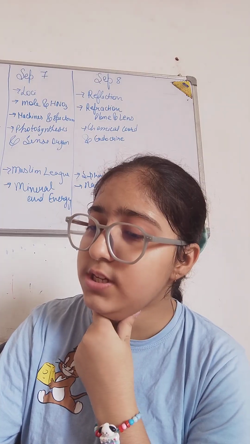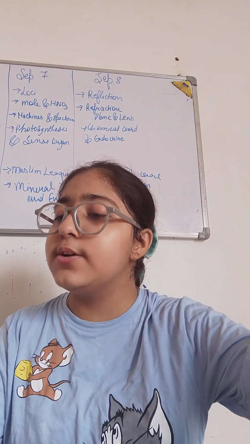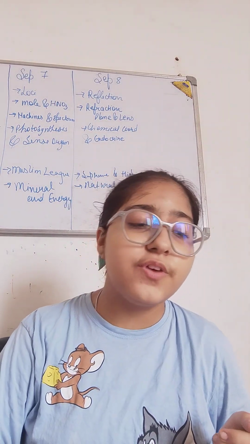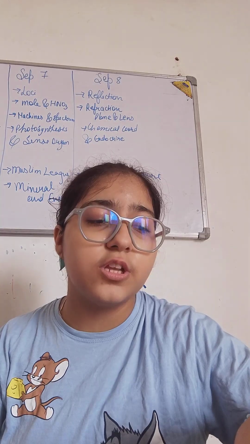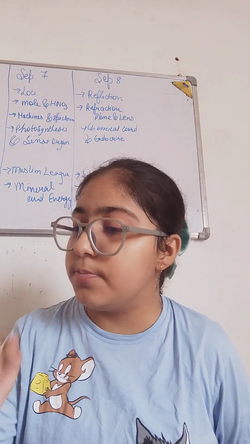Then next question is, give reaction of ammonia with Nessler's reagent. So when ammonia is reacted with Nessler's reagent, it gives a brown color precipitate, right? So it gives a brown color precipitate.